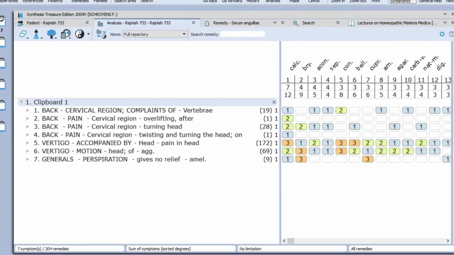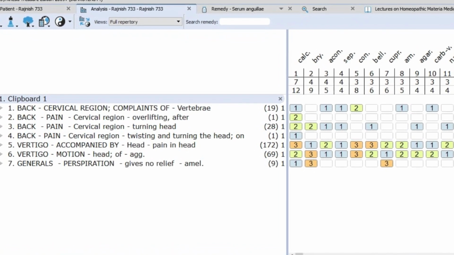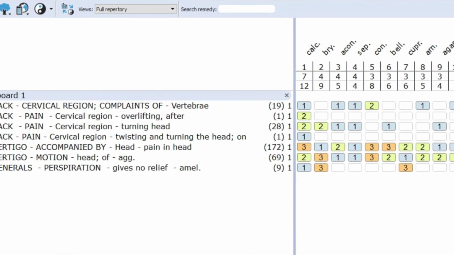In the synthesis repertory, if you open the back chapter, there is a rubric, back pain, cervical region, twisting and turning the head. There is a single remedy over here, that is calcarea carb. Similarly, in the head chapter, headache caused by overlifting, there is a singular remedy, calcarea carb.